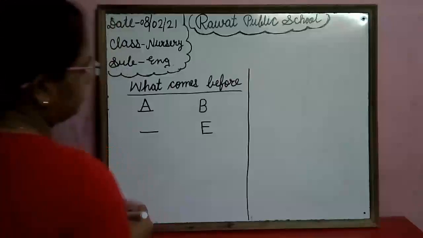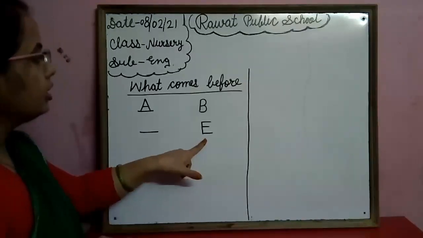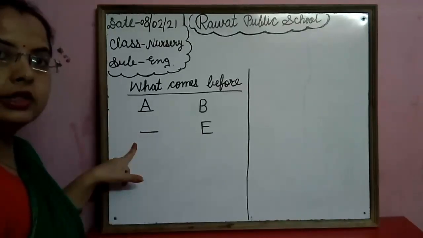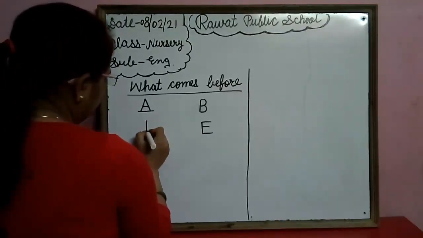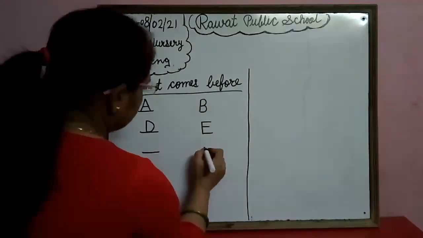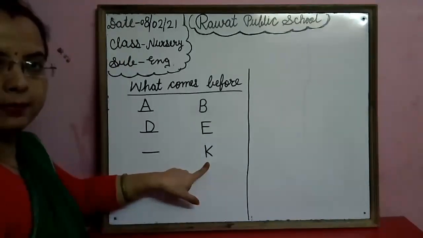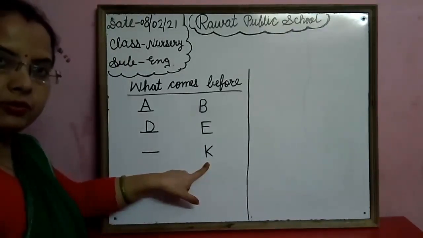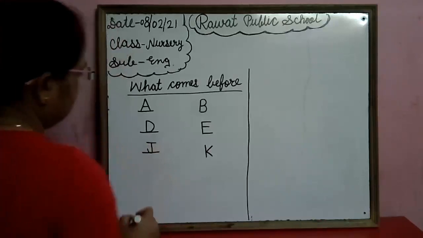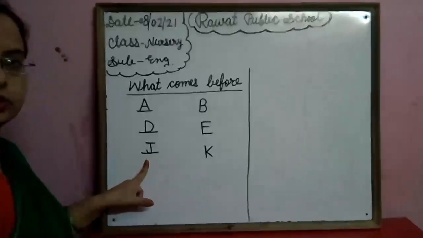Now this is E. E for elephant. E for egg. So what comes before E? D. E से पहले क्या आता है? D. So we will write here D. This is K. Capital K. What comes before K? J. J comes before K. K से पहले क्या आता है? J.